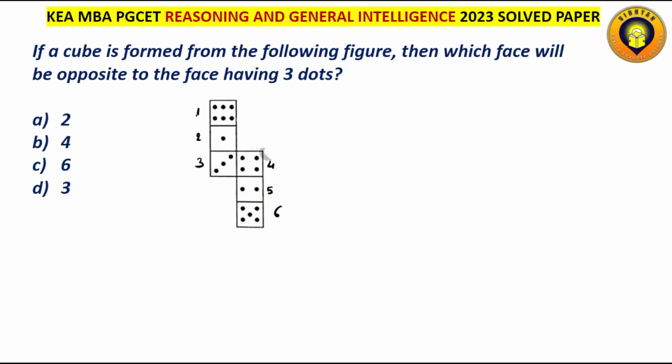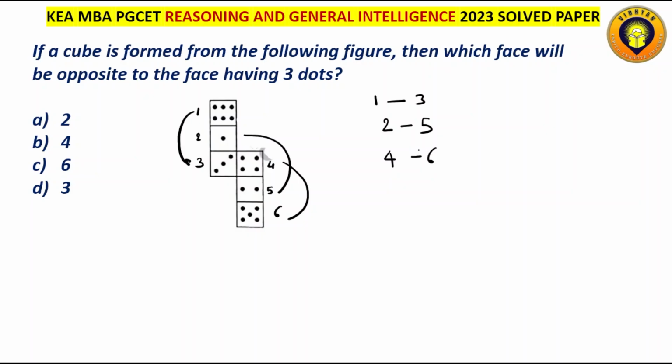Alternate boxes you have to see. So that means 1 is alternate with 3. So 1 and 3 are opposite. So 2 and 5 are alternate. Okay. See, 2 and 5 are alternate. Then 4 and 6 are alternate.